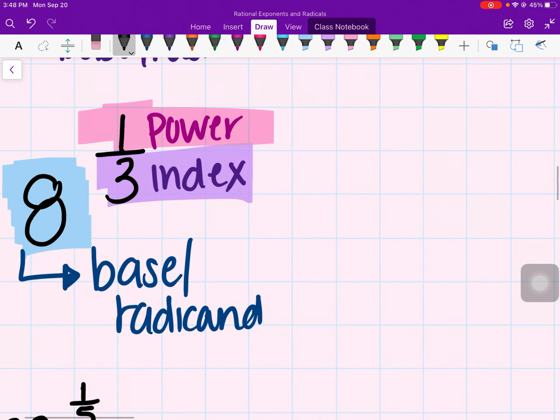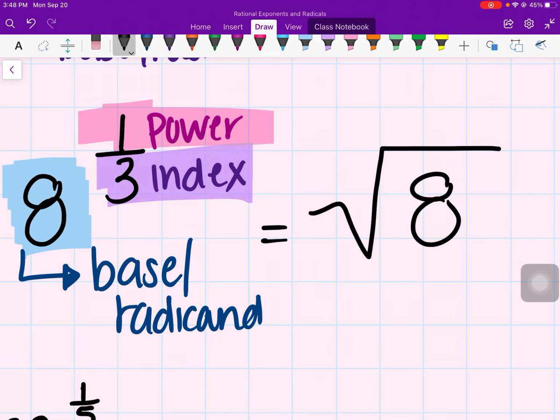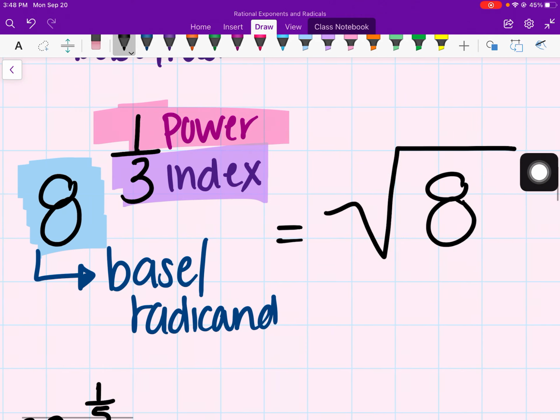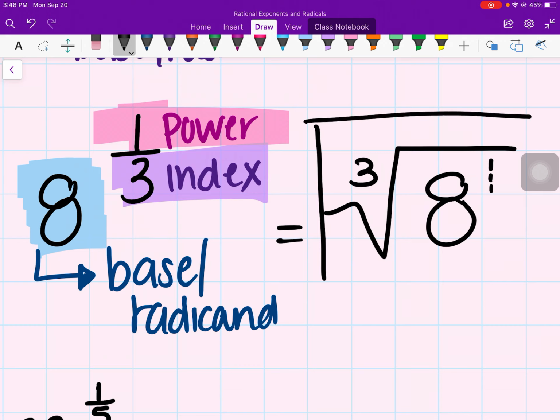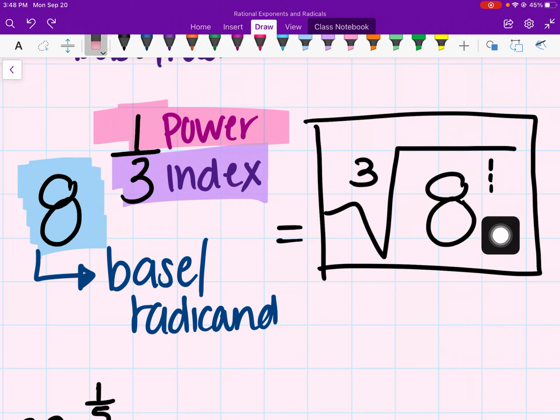Once again, I'm going to go ahead and start by building my radical. And then I have my base of 8. My power in this case is a 1. I'm going to go ahead and actually do dash because it's an imaginary one. And my index here is 3. And I do say imaginary because we have the option of not writing it in. So if we don't want to write it in, we could just have that. But I just put a dashed 1 because that's invisible.